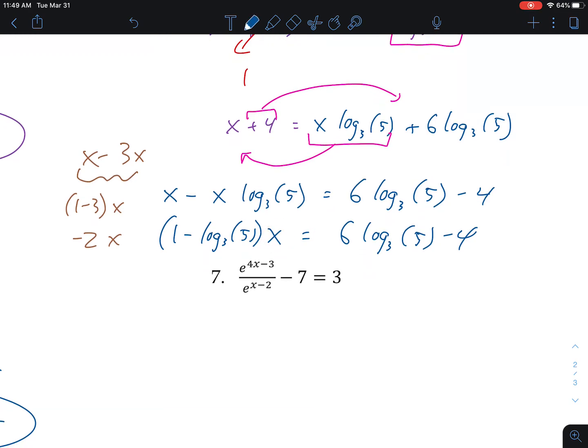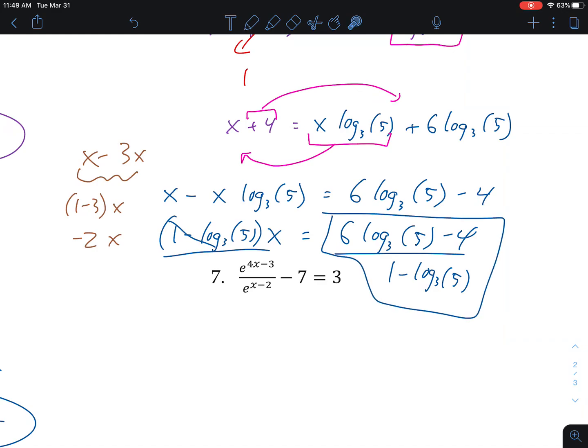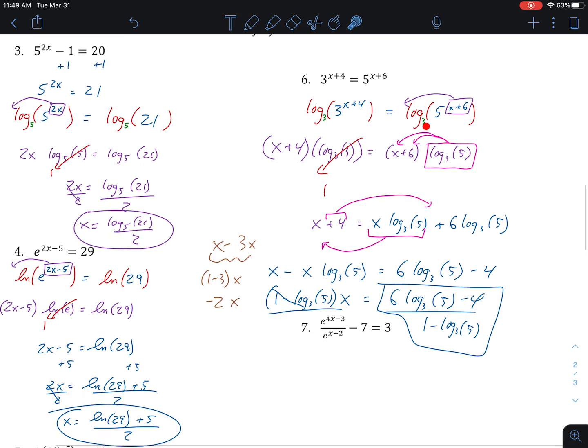Now that I have my x by itself, I can divide both sides by that, and I get 1 minus log base 3 of 5. And here is my answer for x. This right here is my answer for x. Okay, so this big convoluted mess, but we have log base 3 of 5 throughout. If I would have done this in the beginning, made this a 5, this side would kind of cancel out. I'd have an x plus 6 floating around, and over here I'd have log base 5 of 3 all throughout.